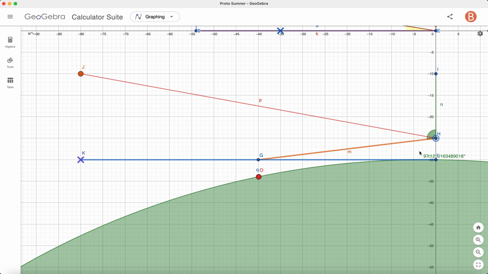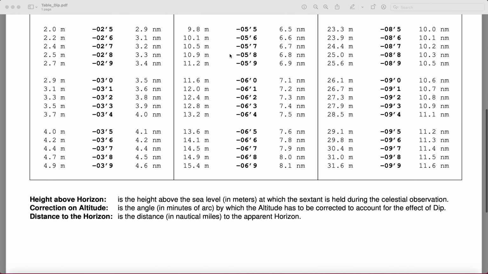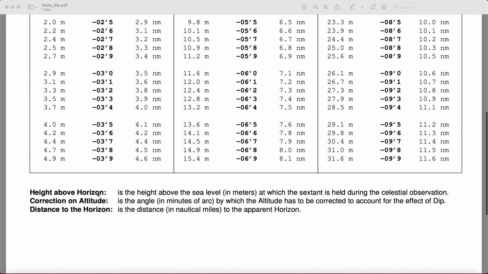This is what happens, and what they're actually admitting here is the correction table for dip to the horizon. So I come down again, it's height above horizon. They're not saying height above the water, they're saying height above horizon is the height above the sea level in meters at which the sextant is held during the celestial observation. The sextant is held on the boat, not at the horizon.